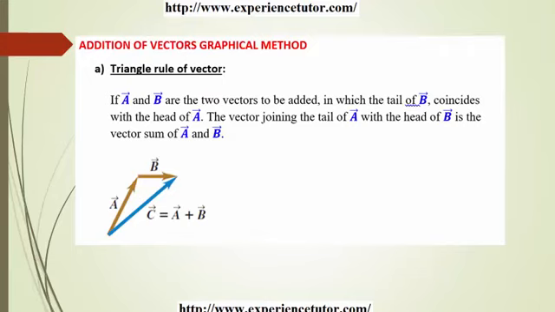Addition of vectors, graphical method. First, triangular or triangle rule of vector. If A and B are two vectors to be added, in which the tail of B coincides with the head of A, the vector joining the tail of A with the head of B is the vector sum of A and B. So in the below figure, C is equal to A plus B.